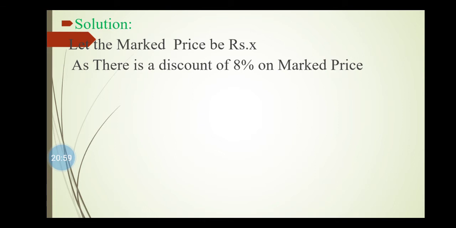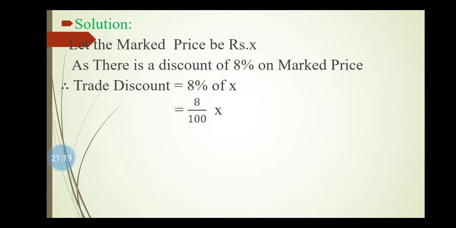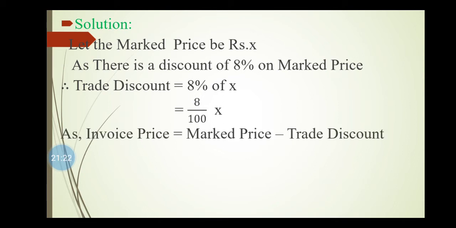As there is a discount of 8% on mark price, the discount which is allowed on the mark price is known as the trade discount. So the trade discount is 8% of X. 8% of X means 8 upon 100 into X. As invoice price equals mark price minus trade discount, mark price is X minus trade discount 8 upon 100 into X. So invoice price will be X minus 8 upon 100X.